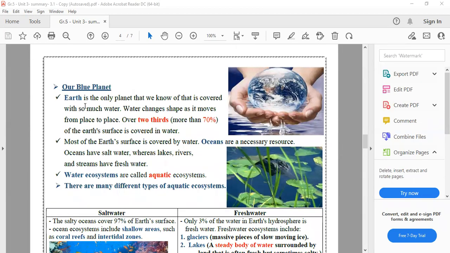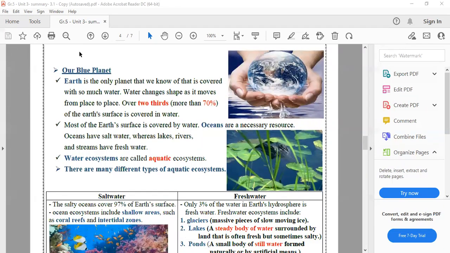Okay, guys, then let's move to the next part. This is page number 4. It says our blue planet. Yes, our planet is mostly blue. If you have ever watched any photos of our planet Earth from space, you'll find that it looks like a blue marble because more than 70% of our planet Earth is covered in water. Look, Earth is the only planet that we know of that is covered with so much water. Over two-thirds or more than 70% of the Earth's surface is covered in water.